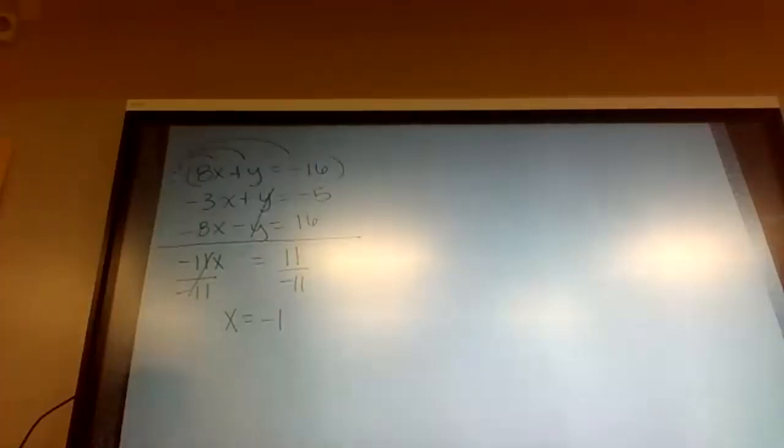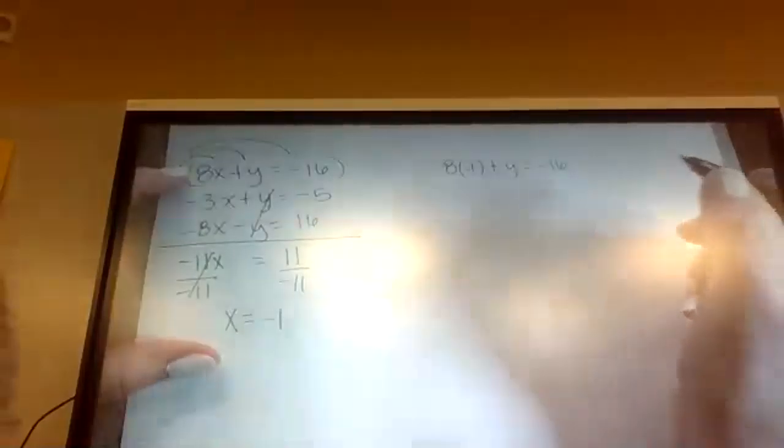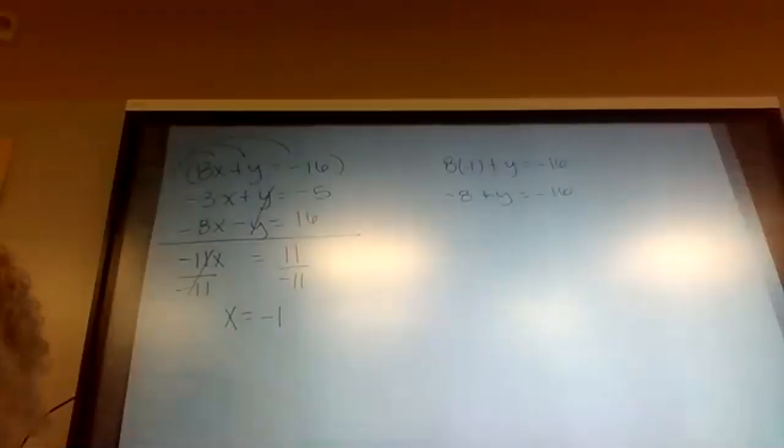And then did you put that in the top one or the bottom one? Top. So 8 times negative 1 plus y equals negative 6. So I have a negative 8 plus y equals negative 16. How do I get rid of that negative 8? Add 8. And y equals negative 8. So my answer is negative 1, negative 8.